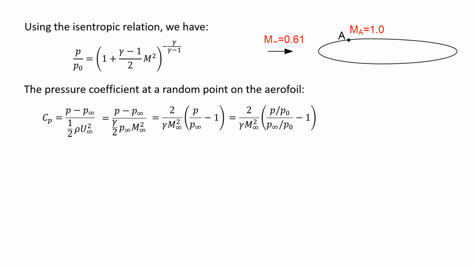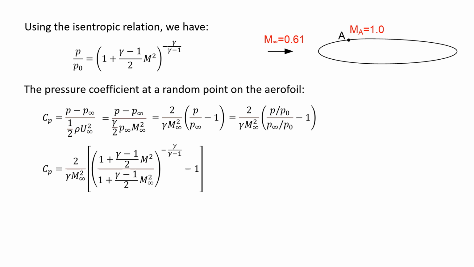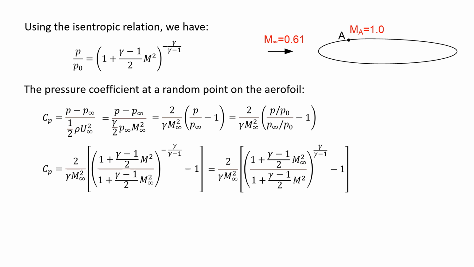Okay, so we replace the two pressure ratios by using the isentropic relation. Although it looks big, I think it's quite neat. Now we just reorganize it: because the exponent has a minus sign, we take off the minus sign, so the terms in the bracket are inverted.